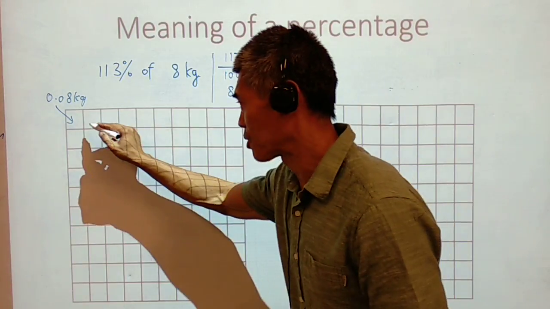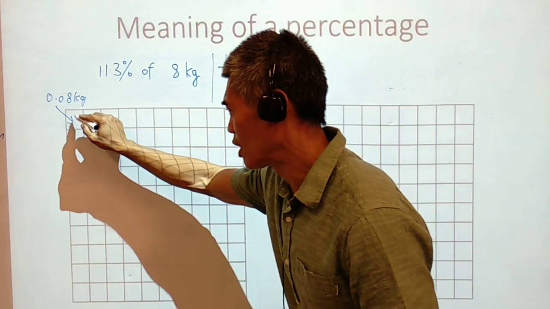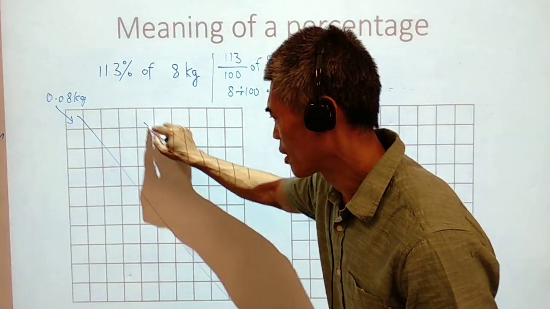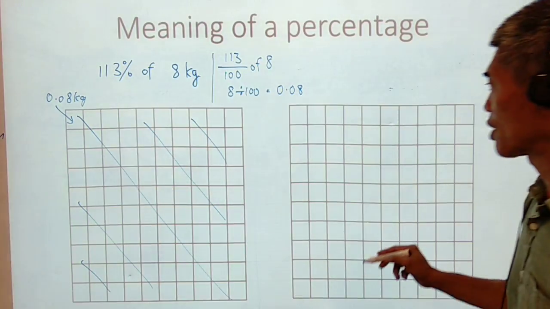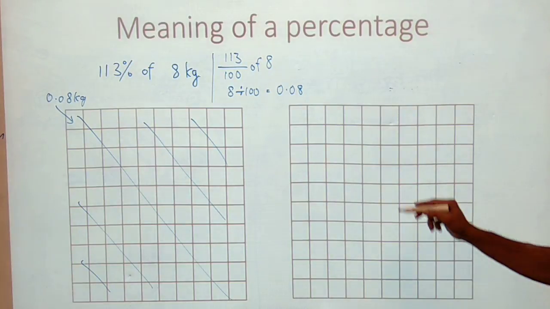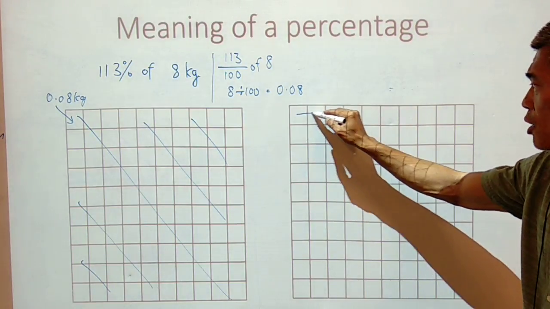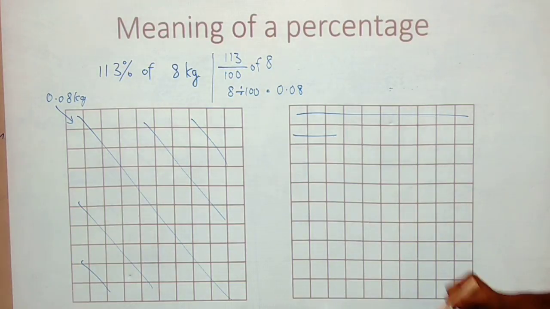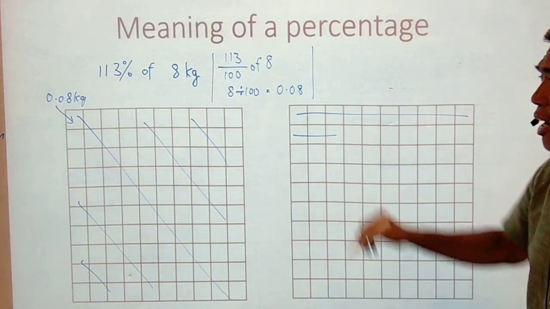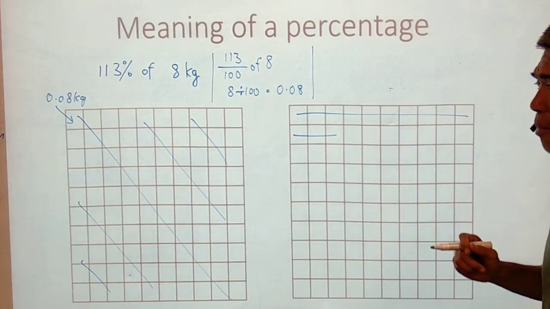Right? Now, what does 113% mean? It means I'm selecting all the squares in this box over here. That's 100%. And then I'm going to select another 13 squares. So that is one row plus another 3. So altogether, how much mass do I have?